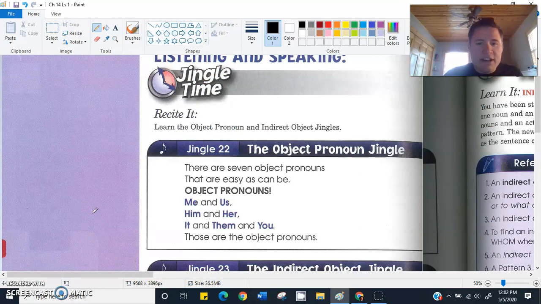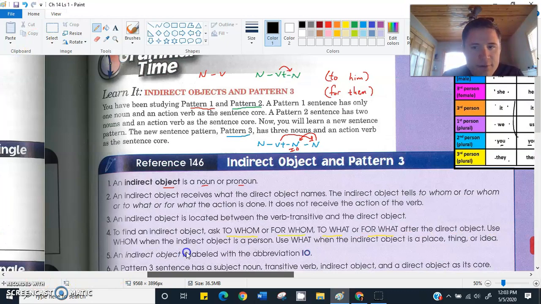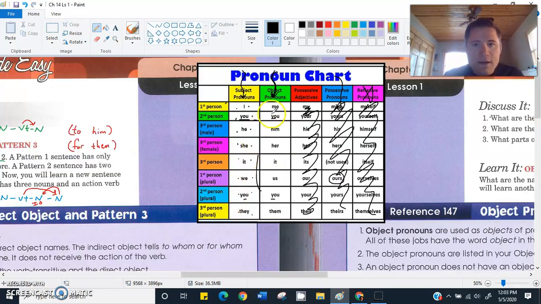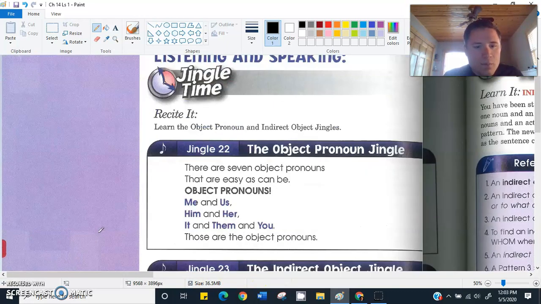Real simple. 7 object pronouns, easy as can be. Object pronouns, me and us, him and her, it and them and you. Those are the object pronouns. Those 7, right? Those are the 7 I just listed from the chart I found on Google, right here. Me, you, him, her, it. Us, you, them. Me, you, him, her, it, us, them.